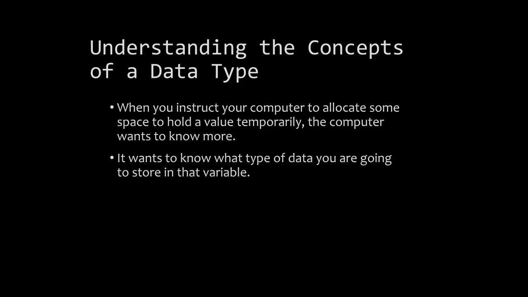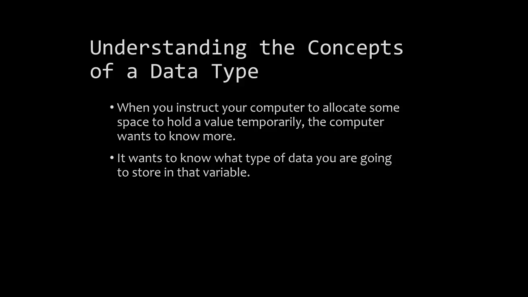When you instruct your computer to allocate some space, that's what we're going to be doing. We're going to be telling the computer that I need a variable. I'm going to show you how to do that in an introductory program for this week. To do that, the computer wants to know a little bit more. It wants to know what type of data you're going to store in that variable. So it's very picky. Not all languages do this, but Visual Basic does.